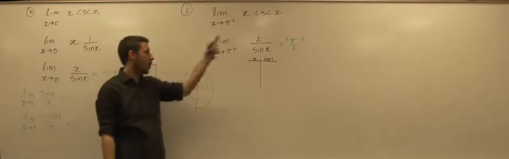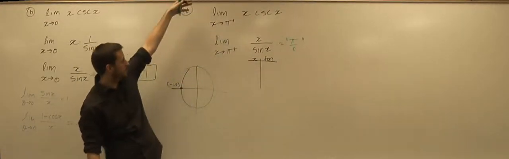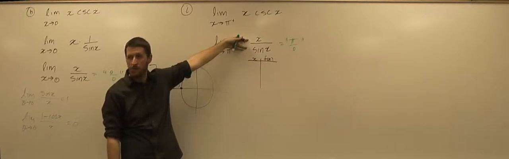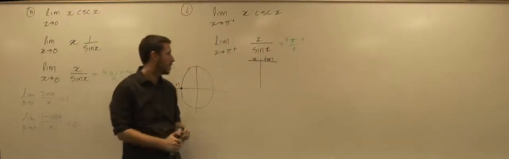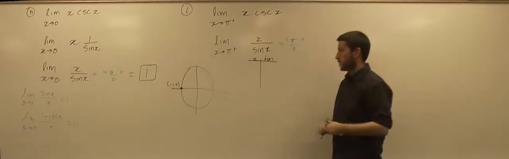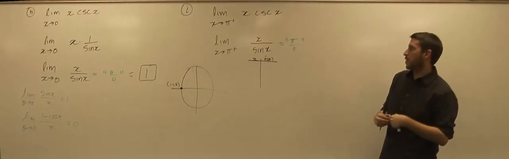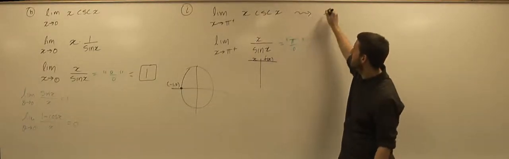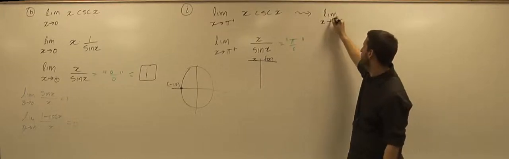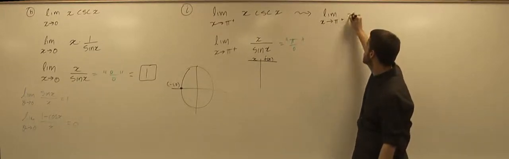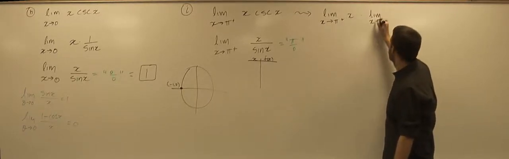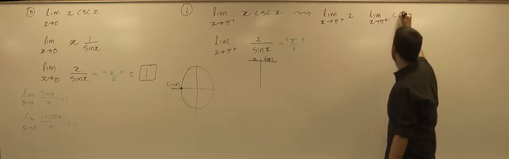Now I don't actually know what the graph of x over sine x looks like. Can we push the limit for limit as x goes to pi of x, and then limit of cosecant x, and multiply it? Yeah, you could try that. Yeah, that's bad math, right? Do you know why that's bad math? I'll let you know right after I write it.